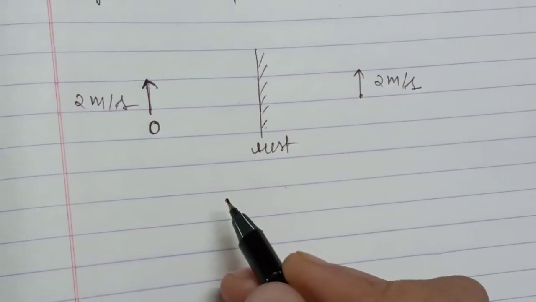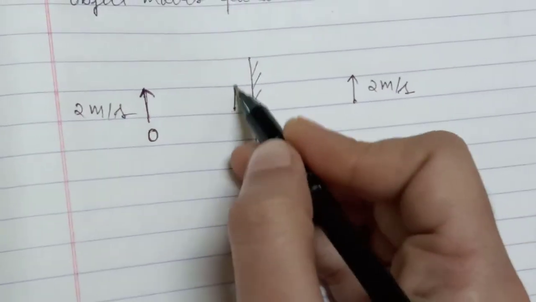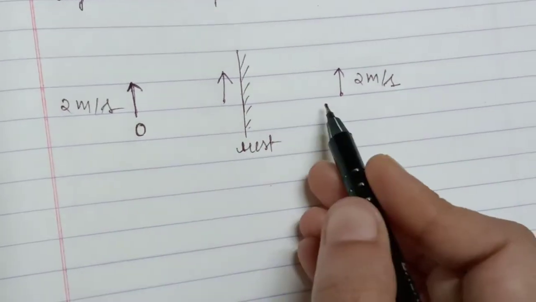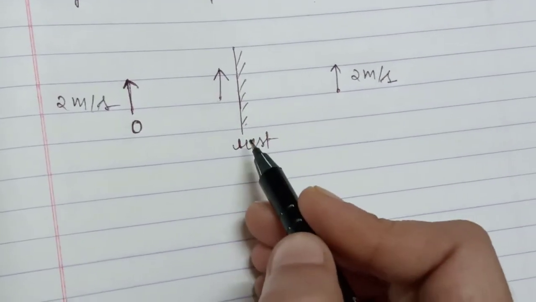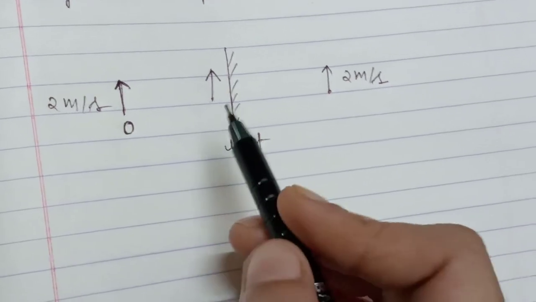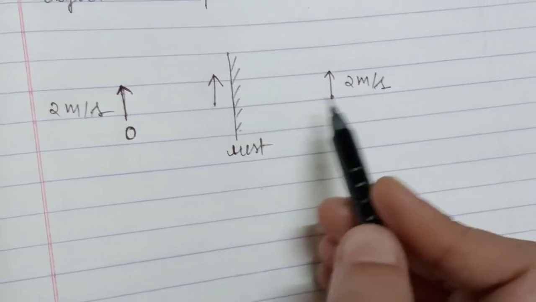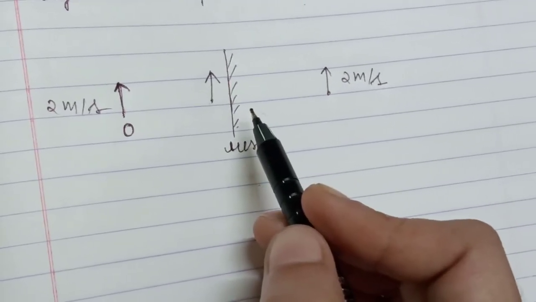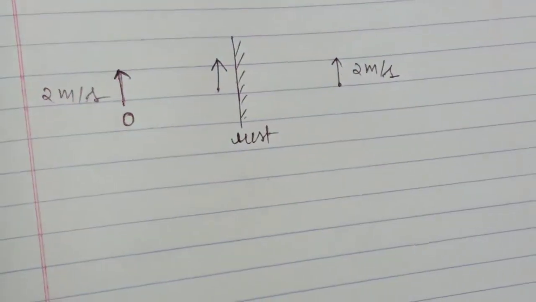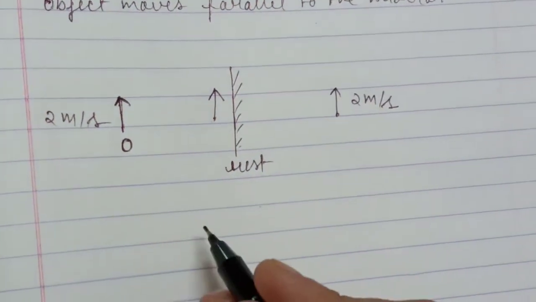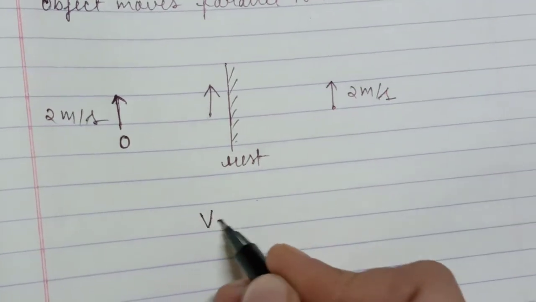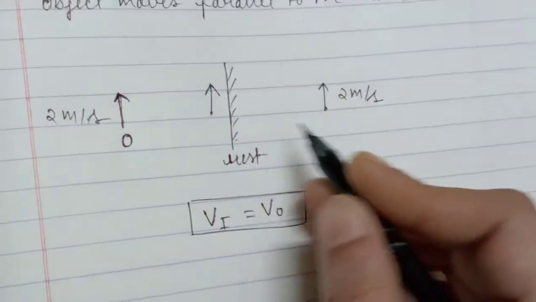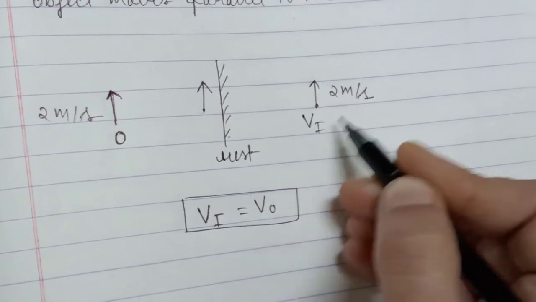If the mirror is moving in this direction, the velocity is the same as when the mirror is at rest. If the mirror also moves, then the velocity of image is still the same. There is no effect of the velocity of the mirror on the velocity of the image. It means V_i is equal to V_object. Velocity of image is also 2 meter per second.